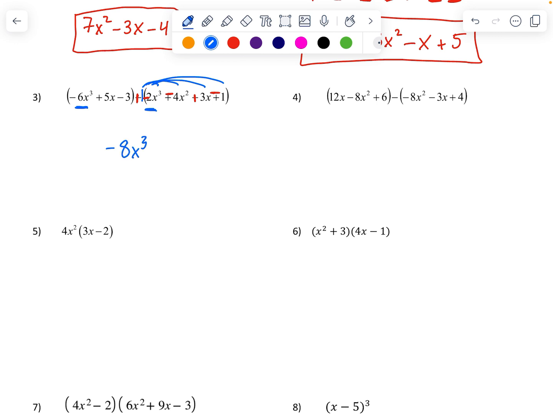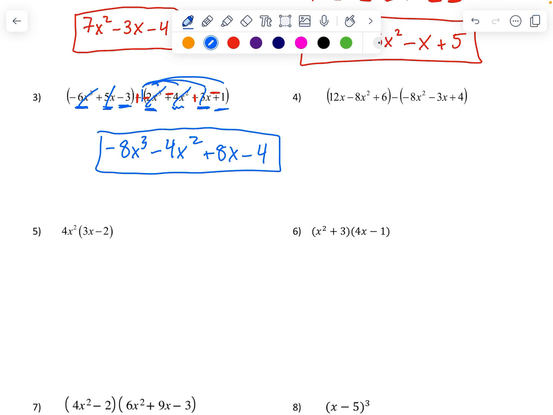Then the next biggest exponent I see is the squared, and that's now a negative 4, so it'll be a minus 4x squared. So I've used all of these. Now we've got the x's, so 5x plus 3x is 8x. And negative 3 plus negative 1 is negative 4. So it saves us some writing to just distribute and then change the signs. If you prefer, though, you can always rewrite it after distributing the negative.